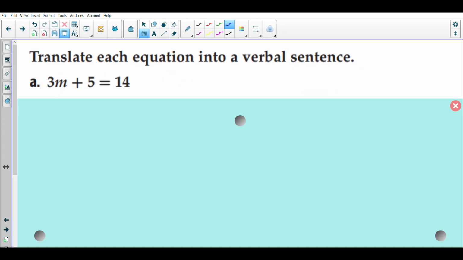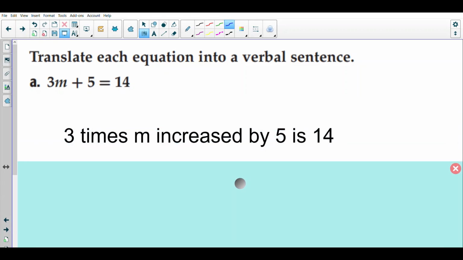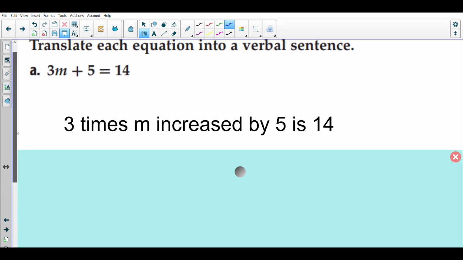So translate each into a verbal sentence. Now some people think this is tricky. It's not. You can literally write down what you would say. So 3 times m plus 5 is equal to 14. You could literally write that down and you would be correct. Now there are multiple ways to do it. I wrote, for a different example, 3 times m increased by 5 is 14. That is 100% right. I could have said plus 5. I could have said is identical to 14, is the same as 14. So there's so many different ways. So if you just say it out loud, you will have a correct answer. You just have to write it down.